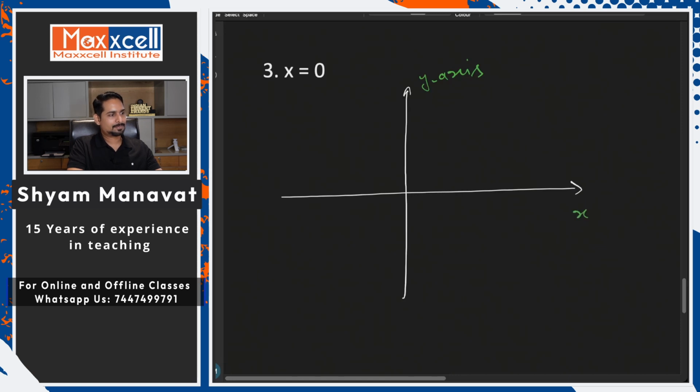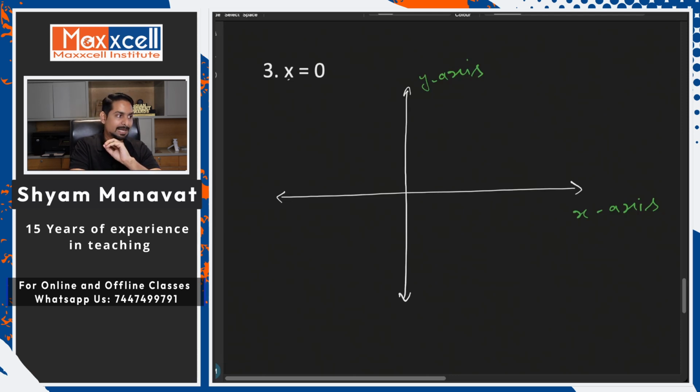Tell me, x equal to 0, and you need to draw a line for this. How will you do that? That line will be nothing but, you know what, x is equal to 0. X is always equal to 0.